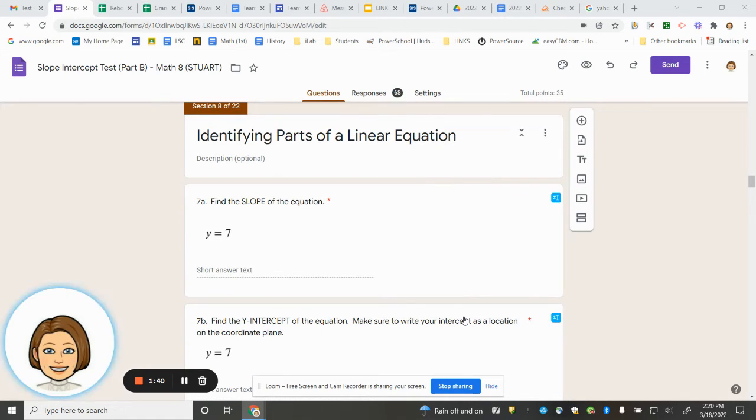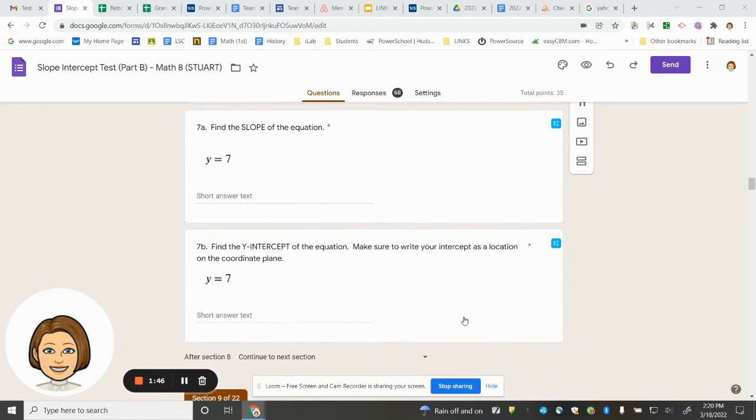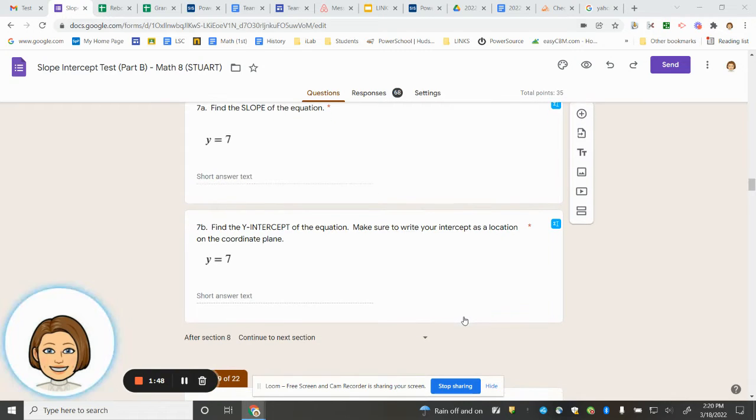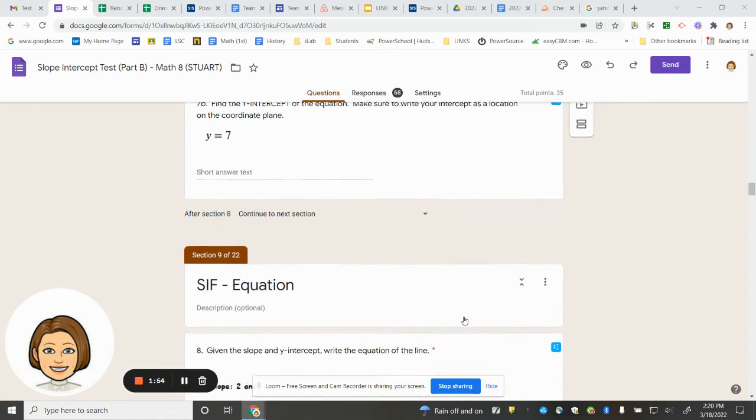7a, this is a special case. Find the slope of this equation. Y equals 7. 7b, what is the y-intercept? Make sure to write it as an ordered pair.